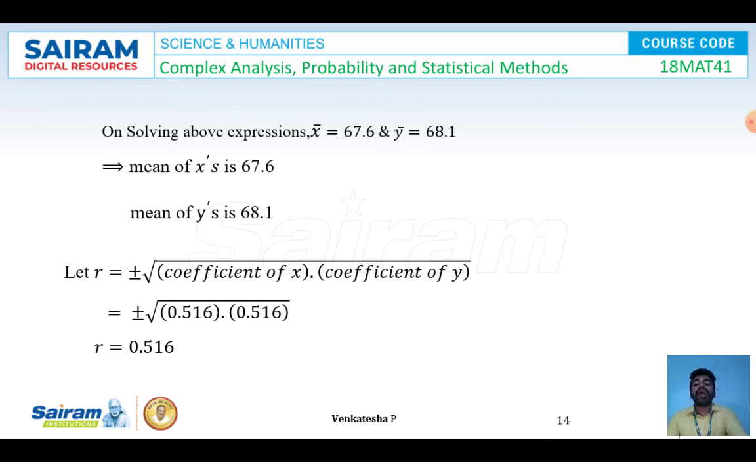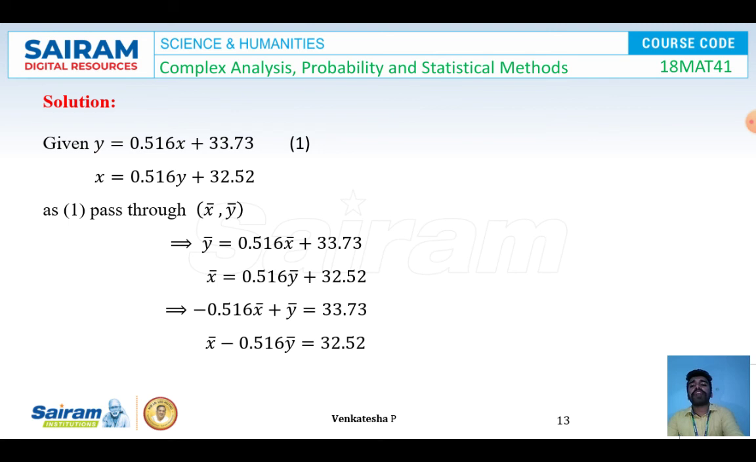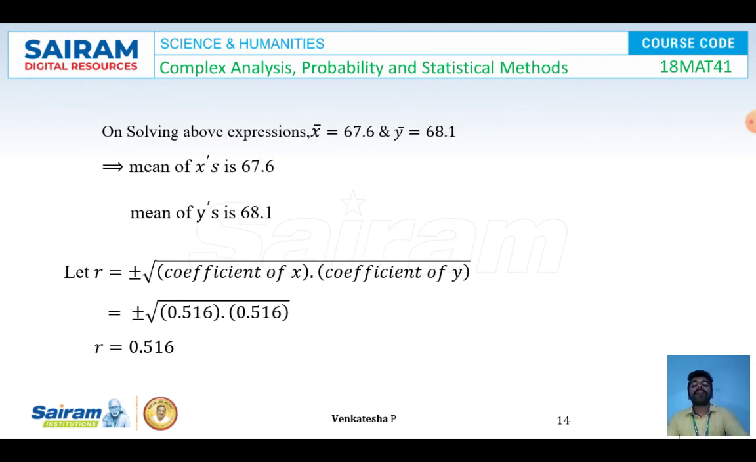So now I am going to find the correlation coefficient. It is given by r is equal to plus or minus square root of coefficient of x into coefficient of y. In the given equations, the coefficient of x is 0.516 and the coefficient of y is plus 0.516. So replacing both values in the equation, I got plus or minus square root of 0.516 into 0.516. So r is equal to 0.516. It is positive because both the coefficients are positive here.